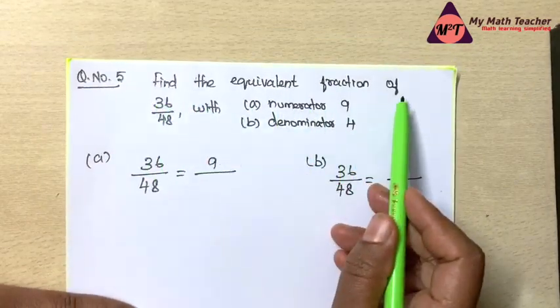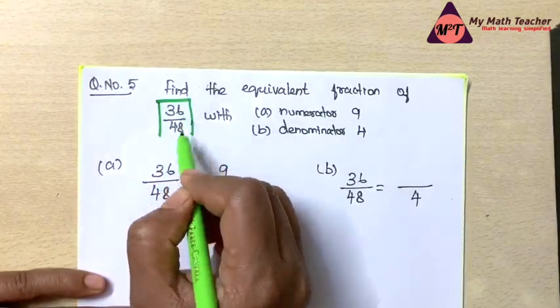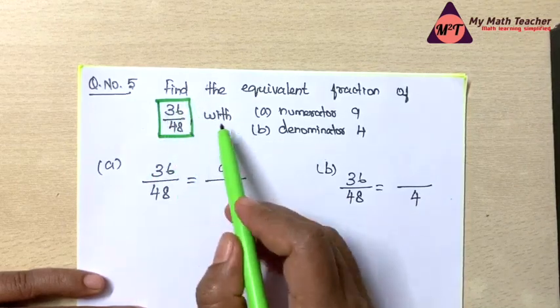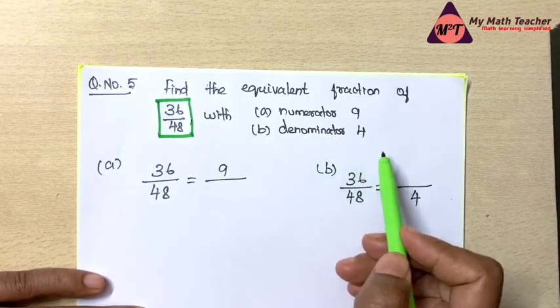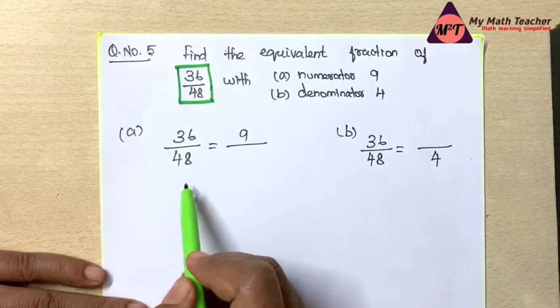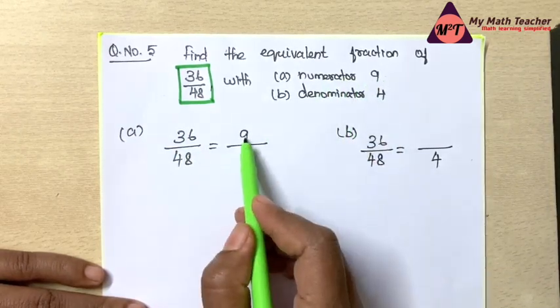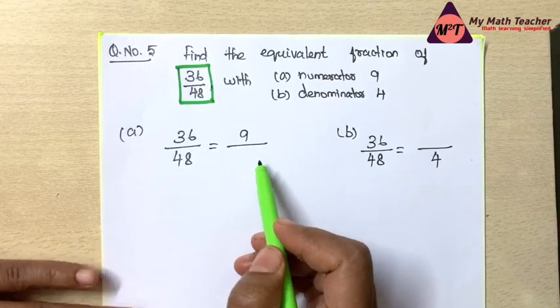27 by 45. Question number 5. Find the equivalent fraction of 36 by 48. This is the given fraction. You have to find the equivalent fraction to this with numerator as 9 and denominator as ?. This is also the same as the previous one. Now given fraction is 36 by 48. The numerator should be 9. So here I have written the numerator.